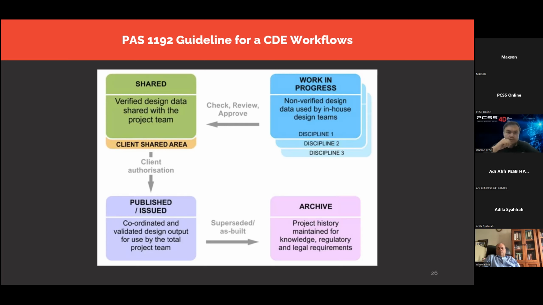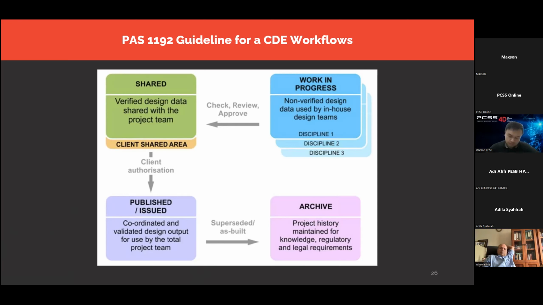Okay, and then once the design has been approved for construction, you change the state again inside the common data environment to issued or published or some other words, and then it can be used for construction. And then finally, you can change it to archive once the construction has been completed.